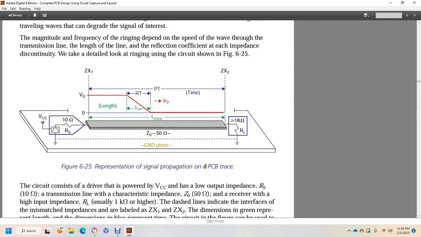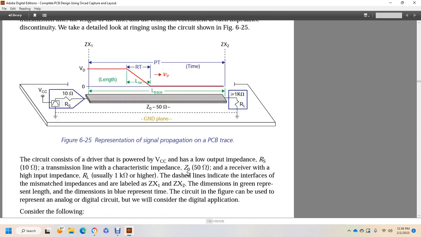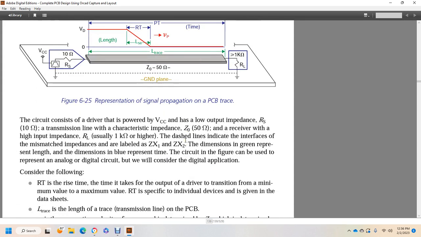Figure 625 shows the representation of a single propagating PC trace. The circuit consists of a driver, a voltage source with a low output impedance, a series resistor of 10 ohms, and a transmission line with a characteristic impedance of 50 ohms. It is received by a high-impedance input with a resistor, usually 1 kilo ohm or higher. The dashed lines indicate the interface of the mismatch, with impedances labeled ZX1 and ZX2.